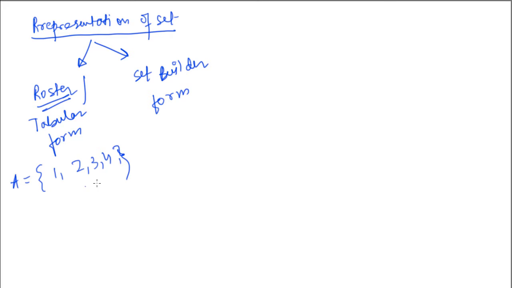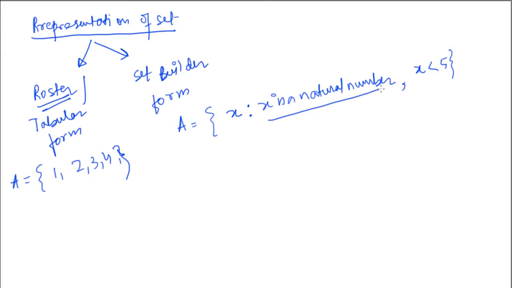For example, the same situation I would write in set builder form: set A, elements are x. X is a variable over here, such that, so this symbol represents such that, x is a natural number. Second, the condition is x is less than 5. So inside set builder form we get how the elements are represented, the type of elements, and the condition.